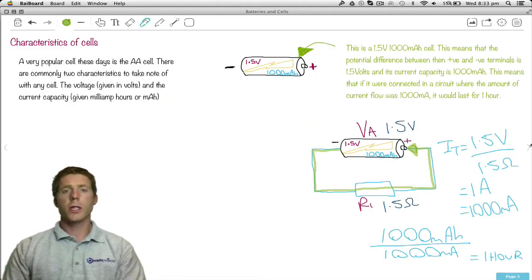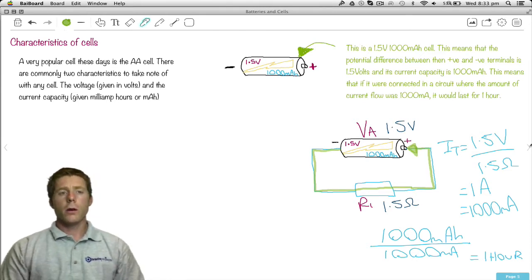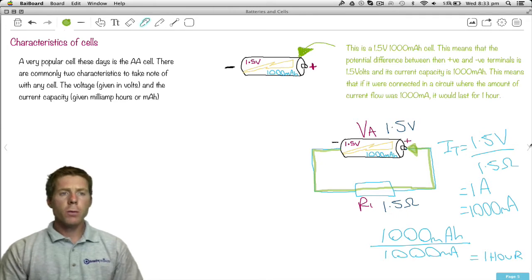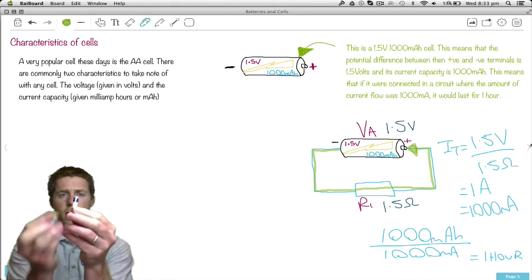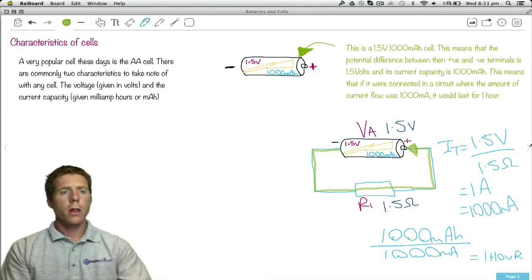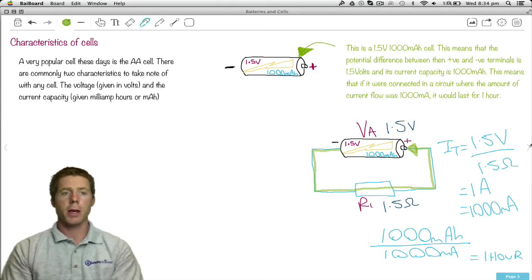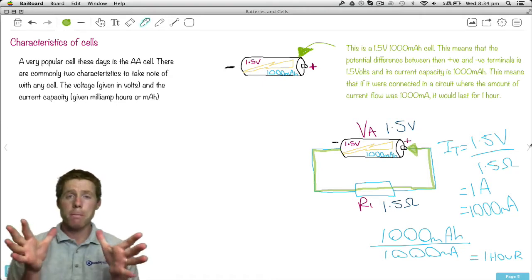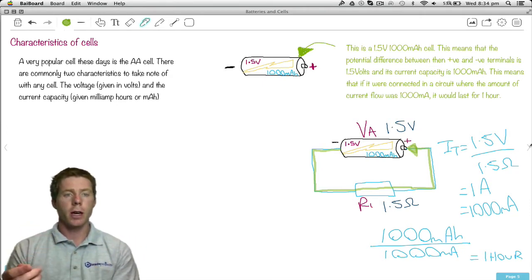Okay, so primary cells cannot be recharged, secondary cells can be recharged. Alright, characteristics of cells. A very popular cell these days is the AA, just like this one here, and even the AAA, which is a bit smaller. There are commonly two characteristics to take note of with any cell: the voltage, which is given in volts, and the current capacity, which is given in milliamp hours, commonly. If we're talking about big car batteries, they're generally in amp hours, so Ah instead of mAh.